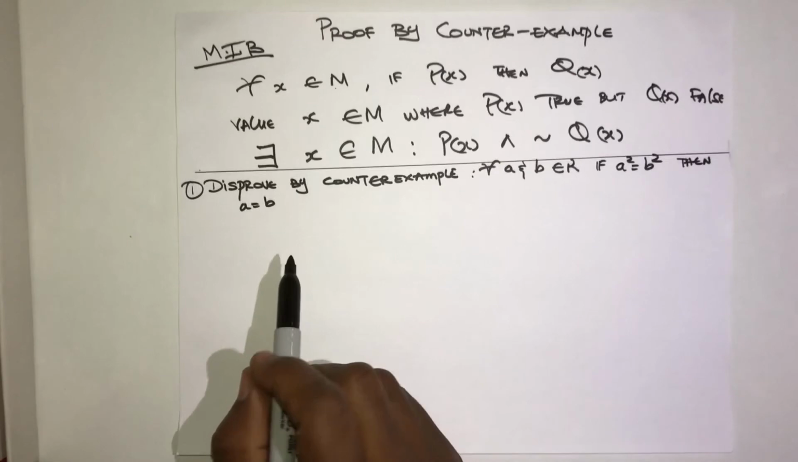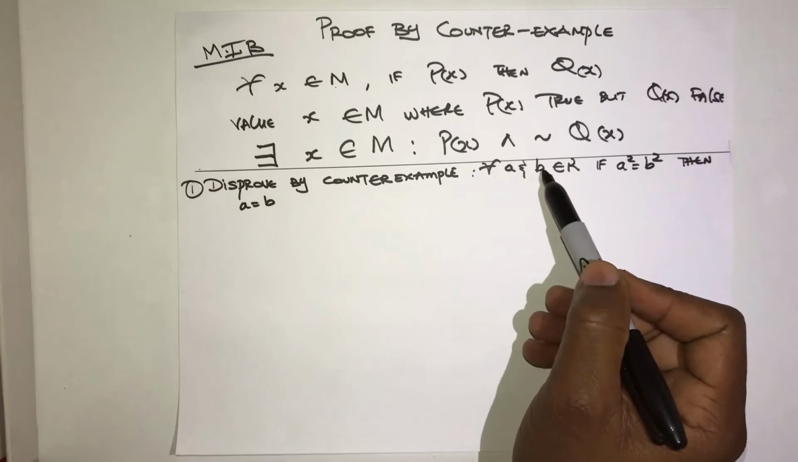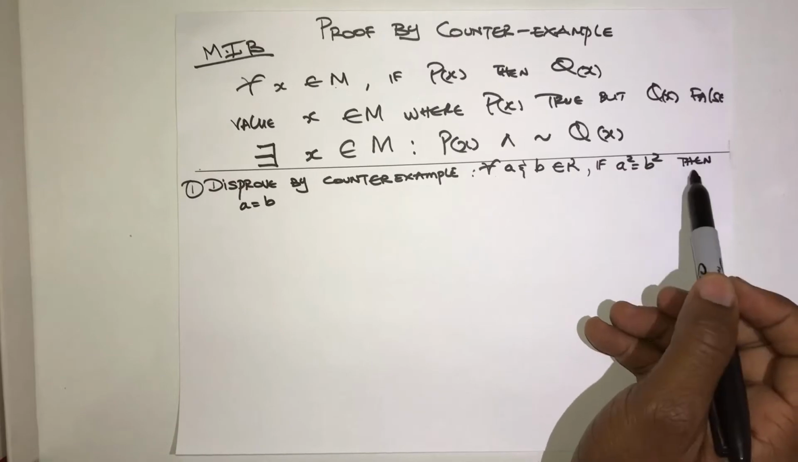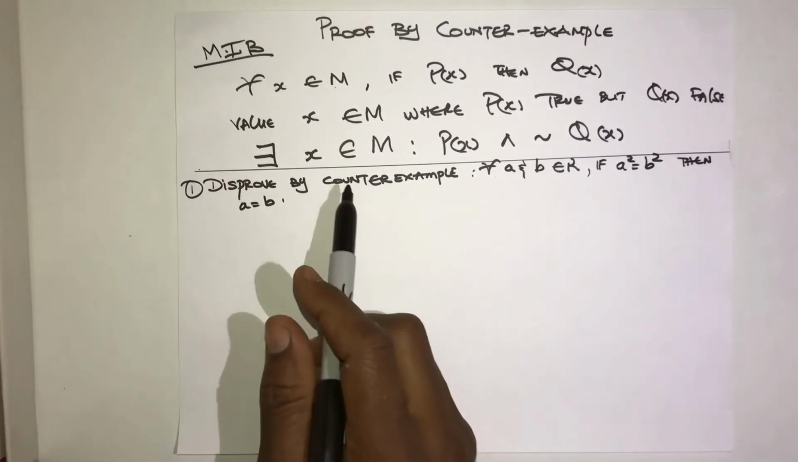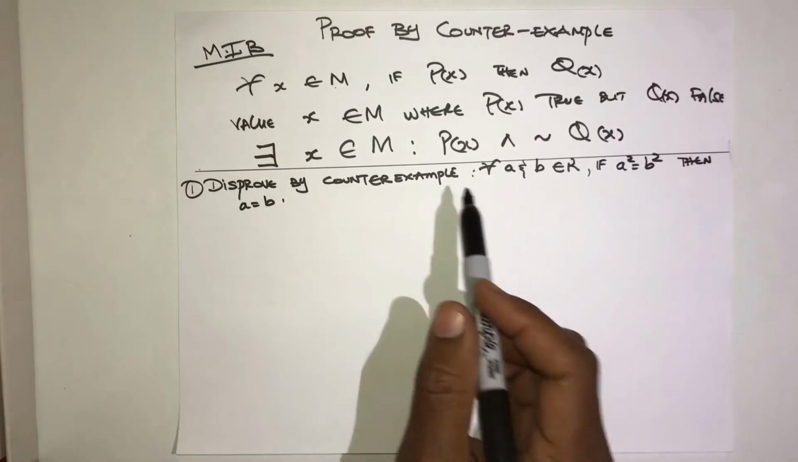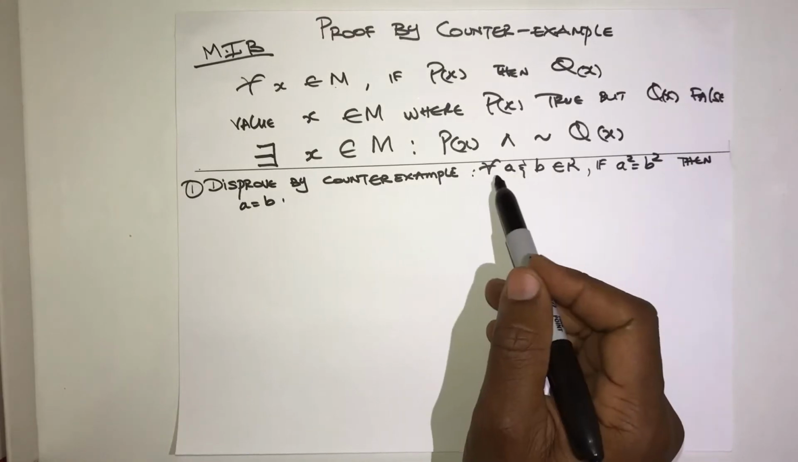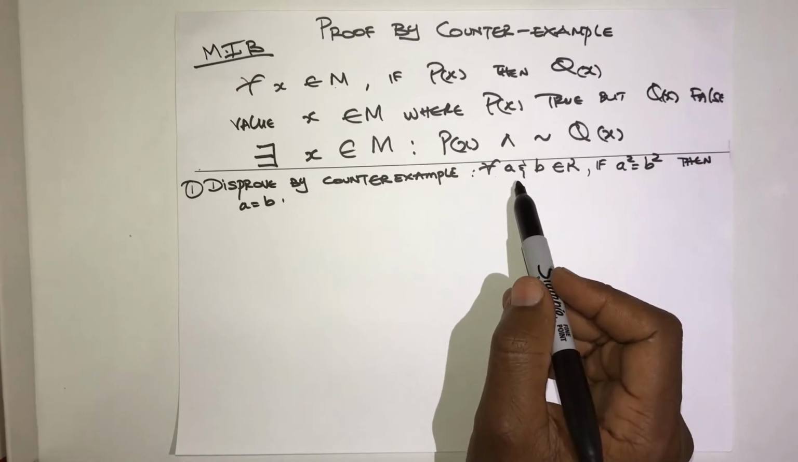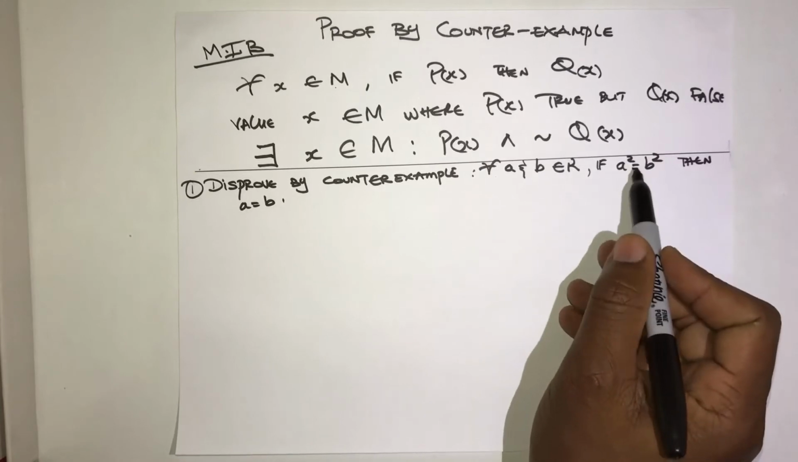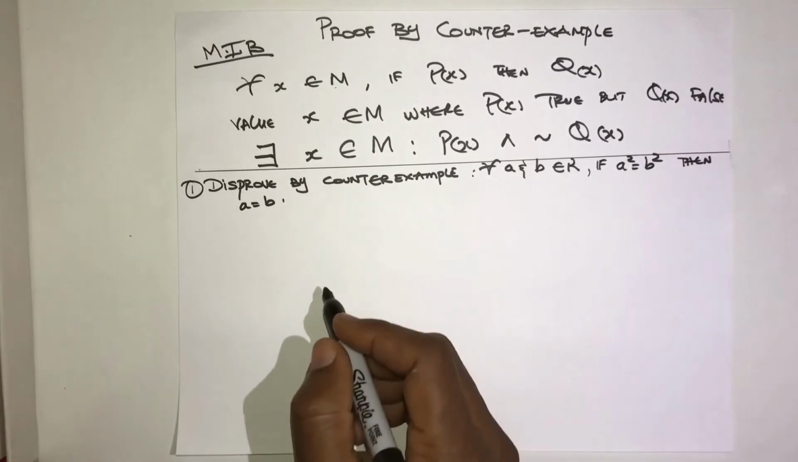Let us look at the following question. It says, disprove by counter example: for all a and b, which are elements of real numbers, if a squared is equal to b squared, then a equals b. Now, as I said, in proof by counter example, all that needs to happen is that you find a case that proves the falsity of the proposition that was given. So in our case, we are saying that for all a and b, which are elements of real numbers, if a squared is equal to b squared, then a equals b. So we just need to find one case to disprove this statement.